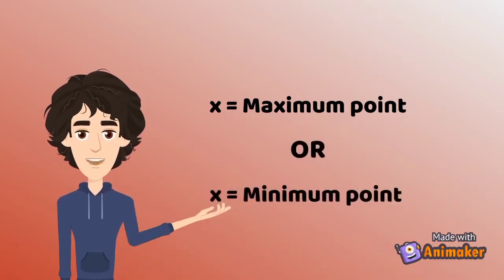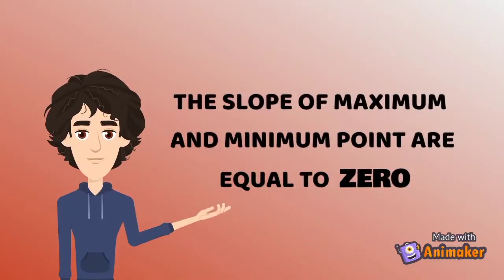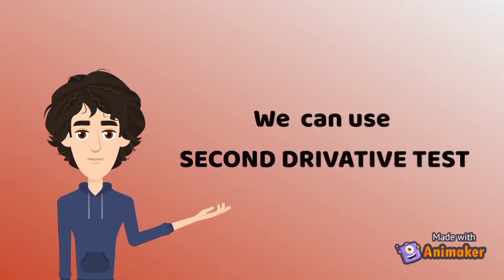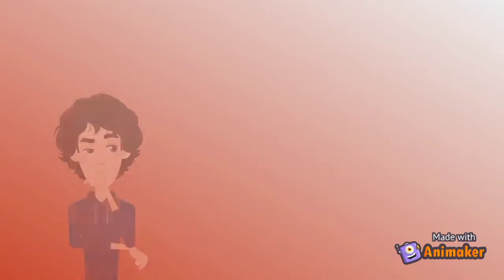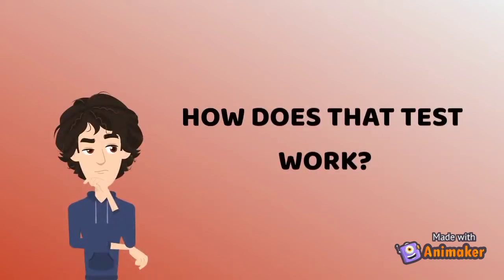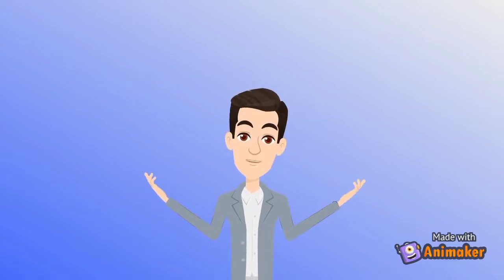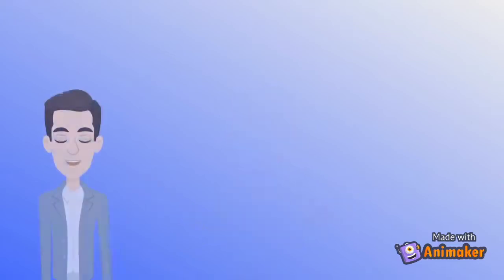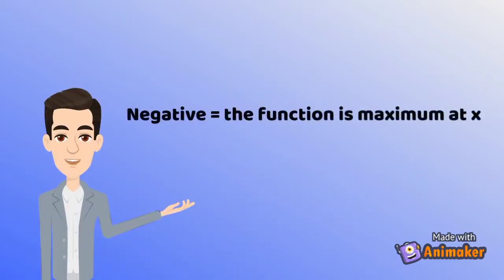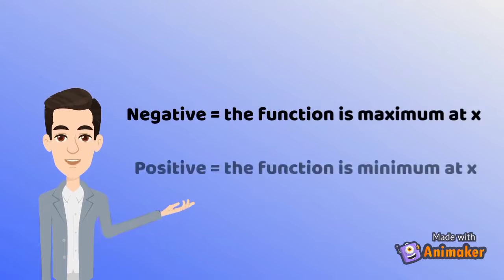That is because we know that the slope at maximum or minimum points are both equal to 0. To know that, we can use the second derivative test. But how does that test work? As the name suggests, we get the second derivative of the function and input the value of x, or the number of output. If the answer is negative, it means that the function is maximum at x, while when it is positive, the function is minimum at x.